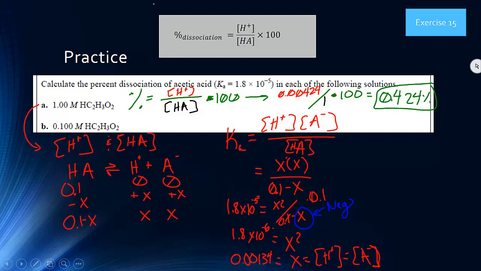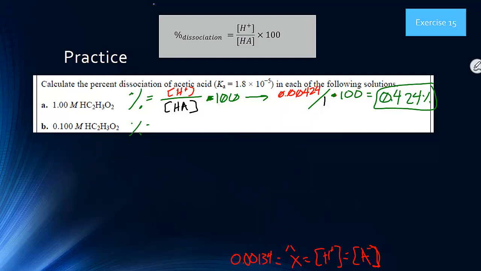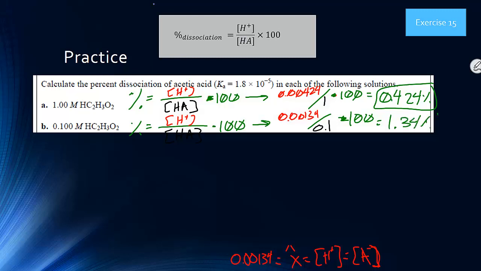Now that's the concentration of the hydrogen ions and the acetate anion in 0.1 molar acetic acid. So, plugging those values in for our percent dissociation, the concentration of the acid this time is 0.1. The concentration of the hydrogen ions is 0.0013. Our percent dissociation comes out to be 1.34%.